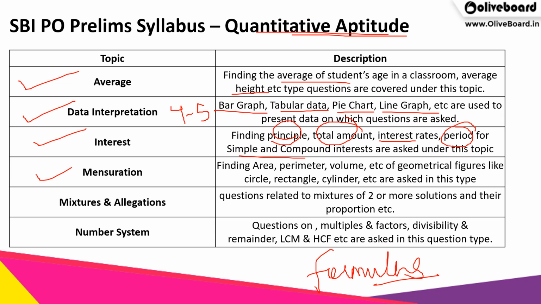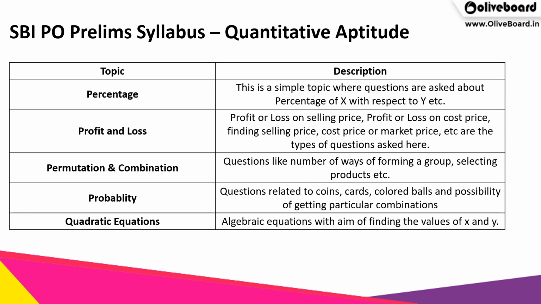Then mensuration, so finding the area, perimeter, volume of geometrical figures like circle, rectangle, cylinder. Mixtures and allegations: questions related to mixtures of 2 or more solutions and their proportion will be asked under mixtures and allegations. Then number system. So you will have questions on multiples and their factors, divisibility and remainder, LCM, HCF, etc. under this topic.